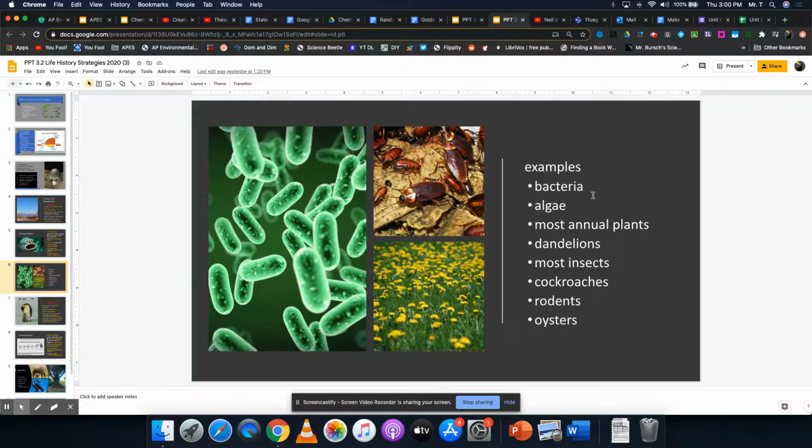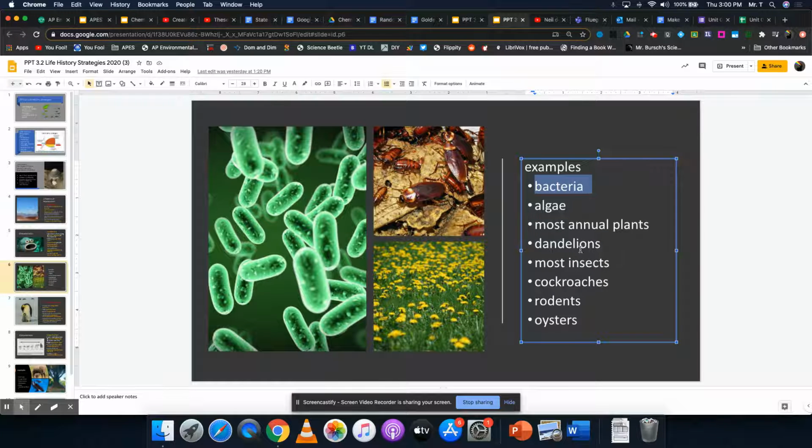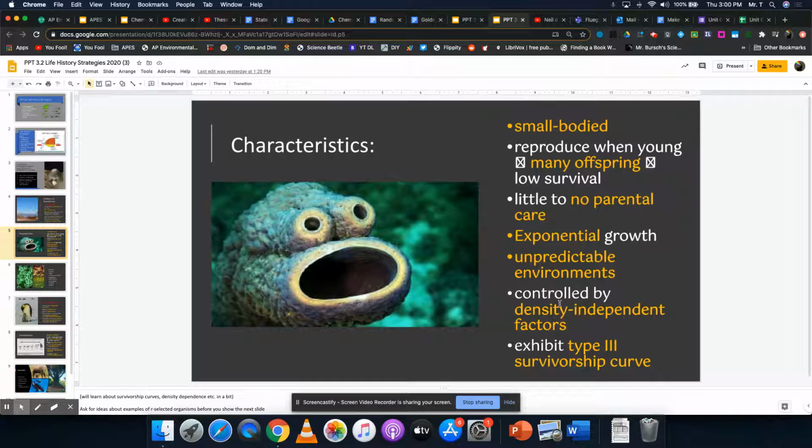And then examples. The three best examples to know: bacteria, insects, and oysters. The other ones are also examples, but bacteria, insects, and oysters are the ones that come up most commonly in the exams, and they're pretty common enough that you probably know most of these characteristics of them.